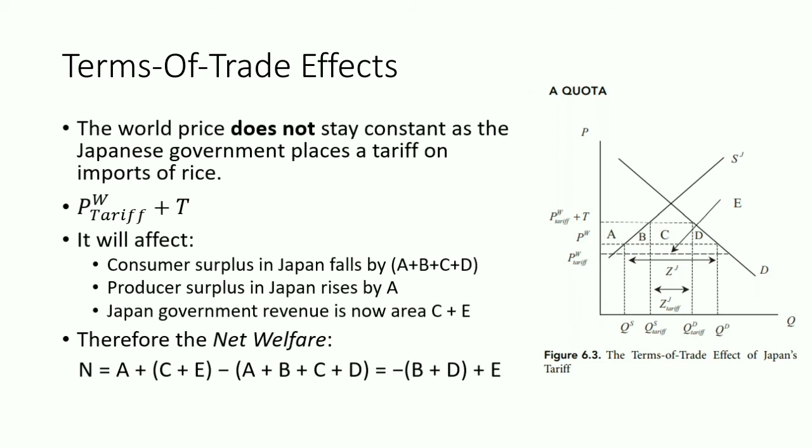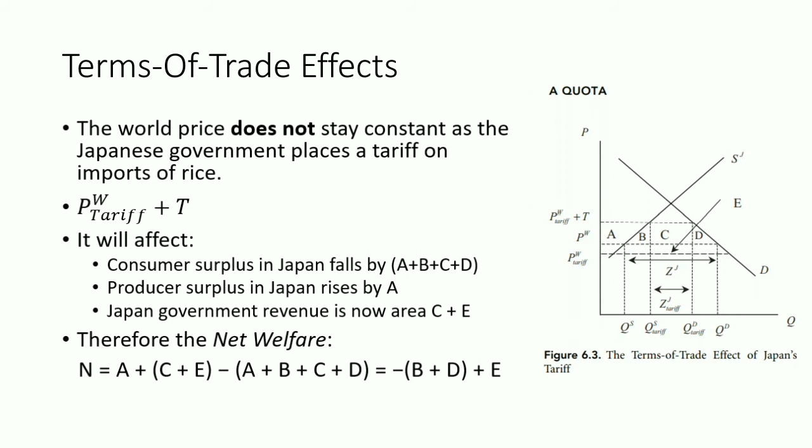We have another curve which is different from the previous one. The main difference is that the world price does not stay constant as the Japanese government places a tariff on the imported rice. The world price before the tariff is PW. After the tariff exists, the world price falls to PW with tariff plus T. The fall of this world price of rice affects the welfare analysis of the tariff. Consumer surplus in Japan falls by A, B, C, and D, and the producer surplus in Japan rises by A. However, Japan's government revenue is now areas C and E. If you remember from the previous topic, the government revenue from the tariff was represented by area C only. That's the difference.